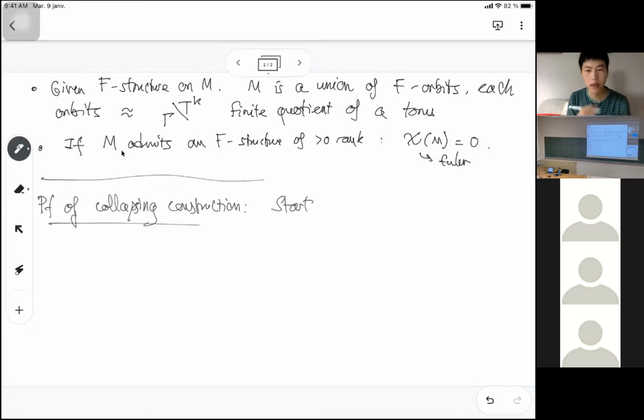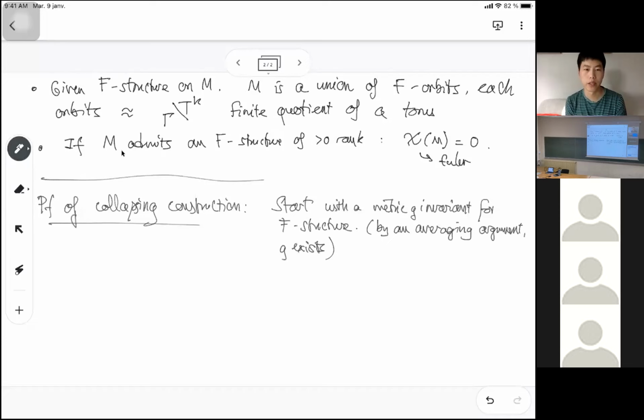For the F structure, you want a metric that is invariant for, say, the torus action. What does it mean? It means that the torus action is going to be an isometric action for your metric. And how do you obtain that? You just use an averaging argument. So by an averaging argument that exists, and so for this metric, all these actions are isometric.